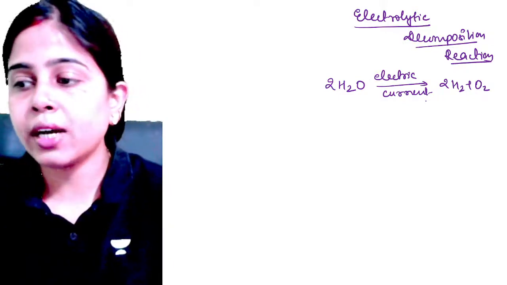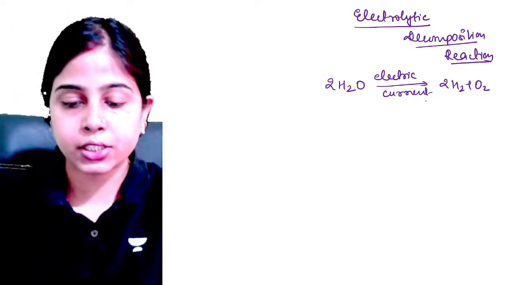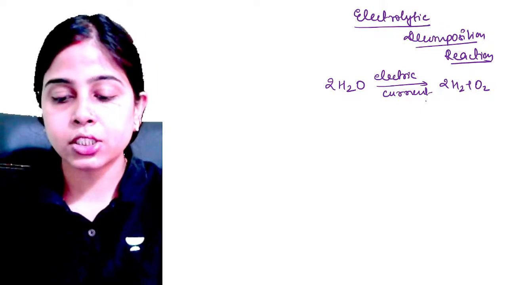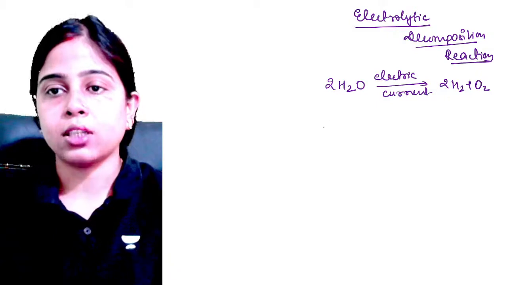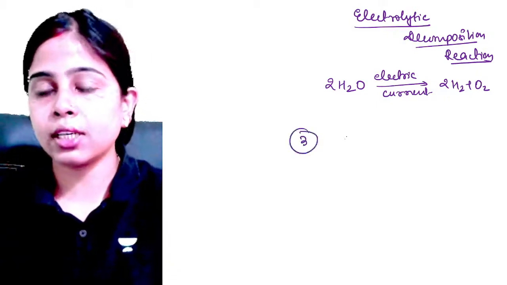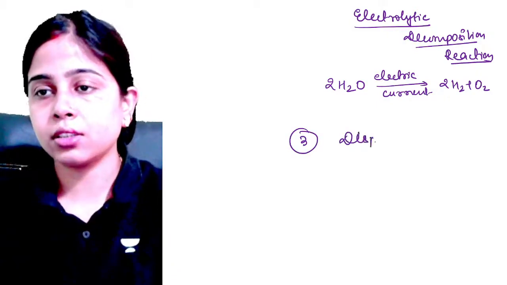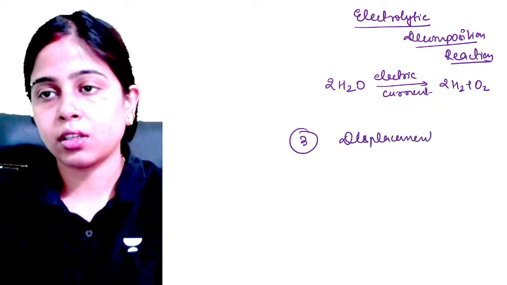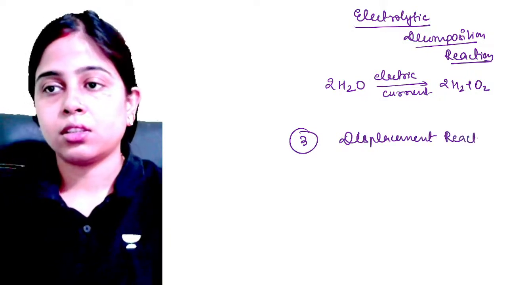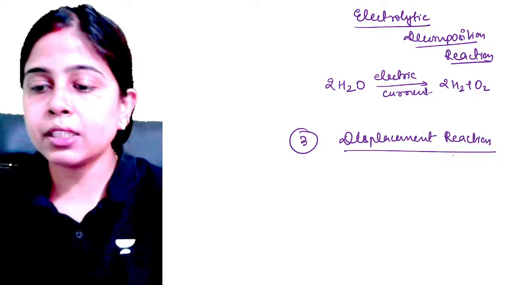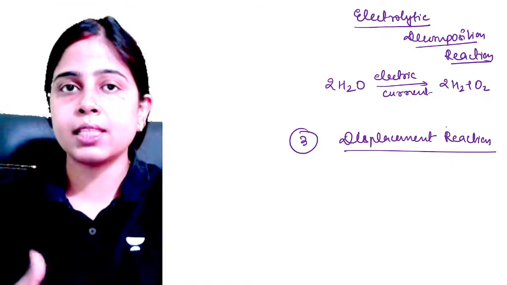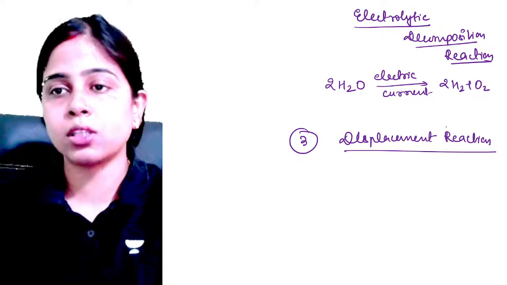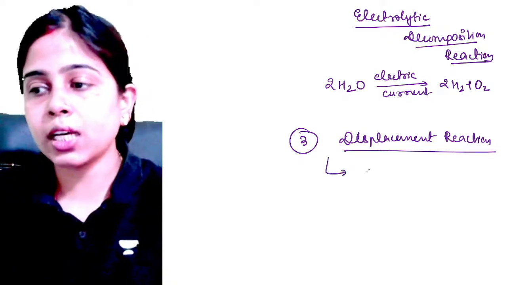So after you have studied your decomposition reaction, your combination reaction, now let's proceed on to your displacement reaction. So the third type of reaction is your displacement reaction. ठीक है, displacement reaction में what happens? Your more active element displaces a less active element from its salt solution. Displacement reaction में क्या होता है?